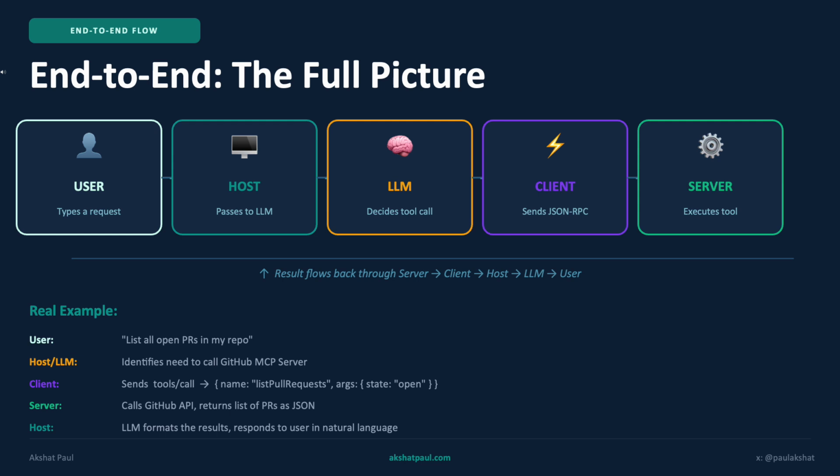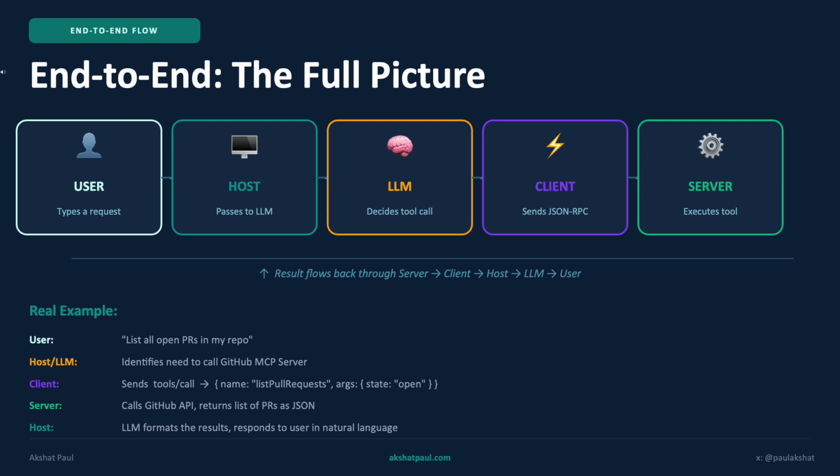It passes it to the LLM along with all the context, including a list of what tools are available from connected MCP servers. Step 2. The LLM, the model itself, reads your message and the available tools and decides: I should call the list pull request tool on the GitHub MCP server. It returns a tool call instruction to the host.